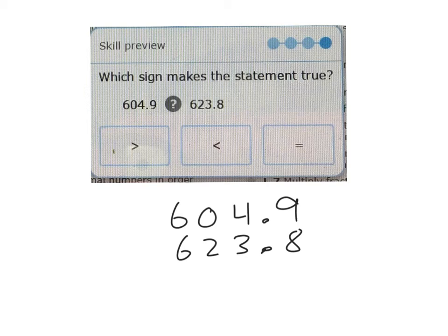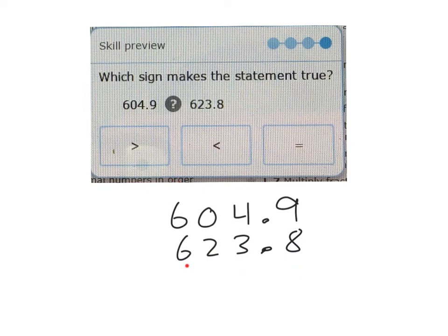In this example, they want us to identify which sign makes the statement true. 604 and 9 tenths versus 623 and 8 tenths. Probably just by looking at this, you can tell this is the bigger number. But again, I've lined them up, starting by lining up my decimals and then carefully keeping my tenths in the same column, my ones, my tens, and my hundreds.